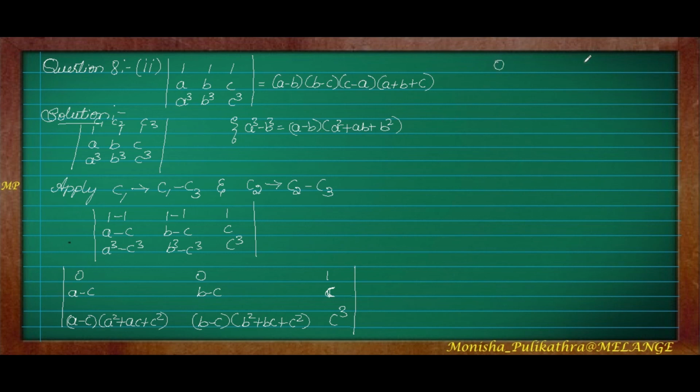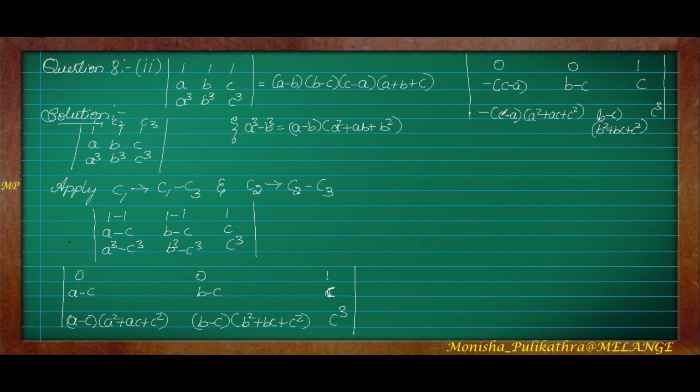Okay, so 0 0 1 in the first row. Here when I take the common minus, it will become C minus A. Here B minus C, write as it is, and C as it is. Here instead of C minus A minus C, I need to take C minus A, and here A square plus AC plus C square as it is. B minus C write as it is, and B square plus BC plus C square in the second column, and here third column C cube.